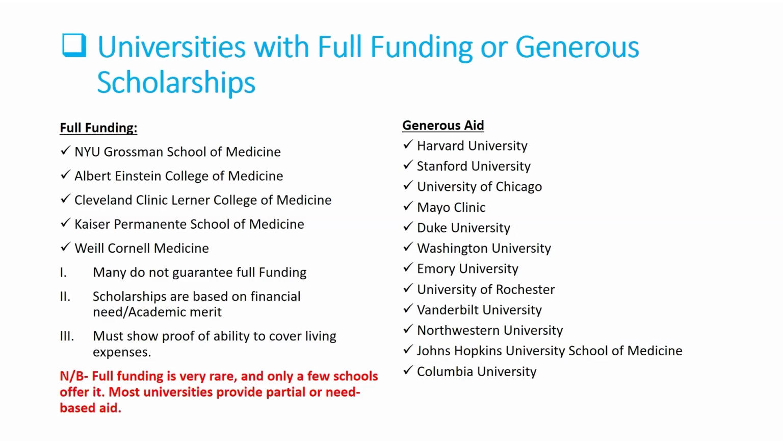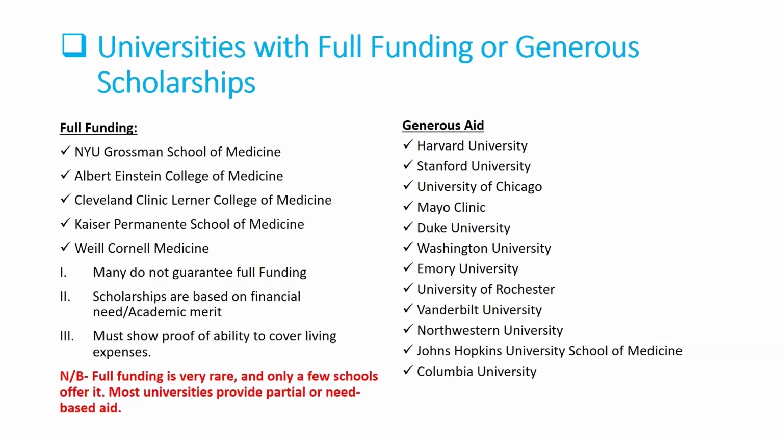So you can take a screenshot or write them down. These are some schools that provide full funding. And on my right side, these are schools that will give you generous aid, or they will give you like 50 to 100 percent of the scholarship. Then you have to look for the rest. So you can take a screenshot.